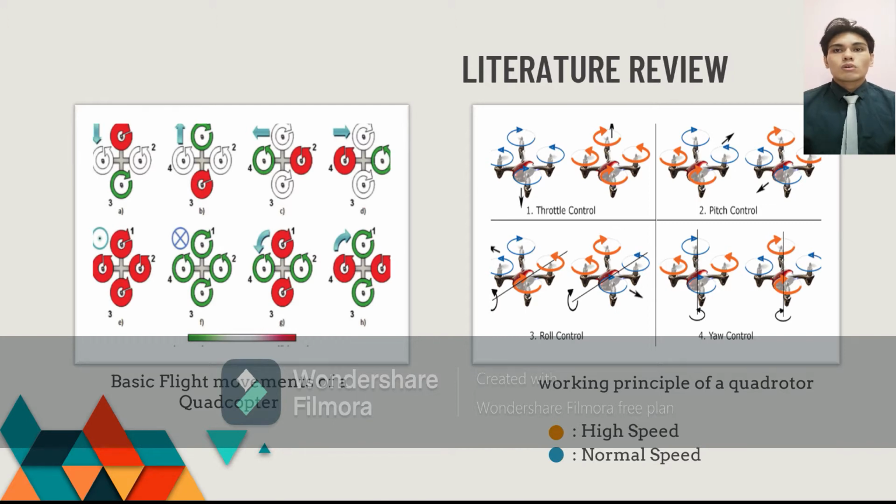Another example is the yaw control, for the drone to spin around. On the yaw control, for the drone to yaw to the left side, the drone's left and right side rotors should be paired together and spin in the same direction, while the rotors on the up and down should also be paired together and also spin in the same direction.